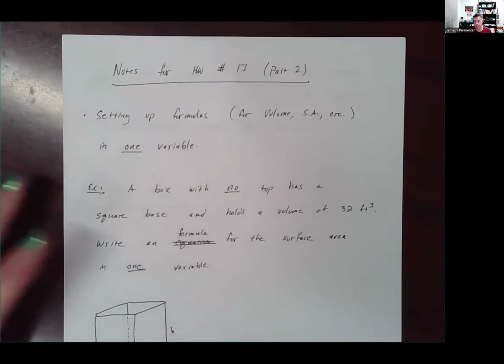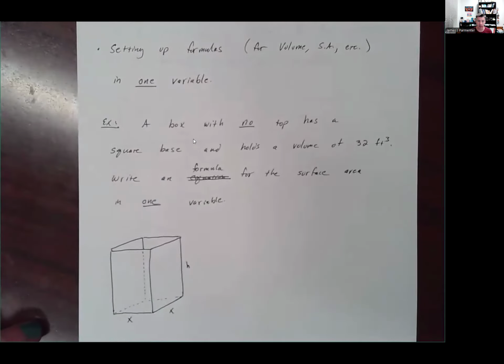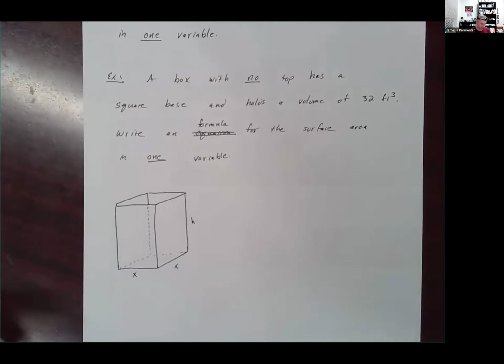So here's an example. A box with no top has a square base and holds a volume of 32 cubic feet. Write a formula for the surface area in one variable. So typically problems like this, there are two things going on. There's a constraint and there's the thing that you want to write an equation for. So if we start off with the thing we want to write an equation for, we want to write an equation for the surface area.